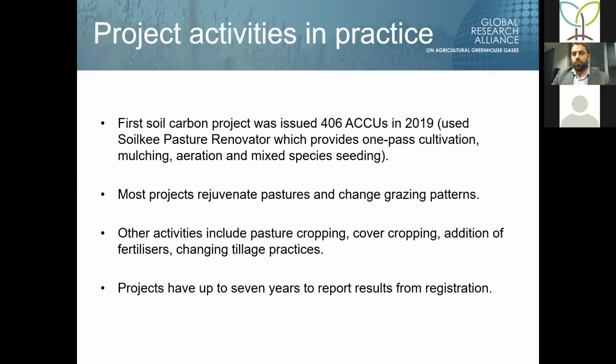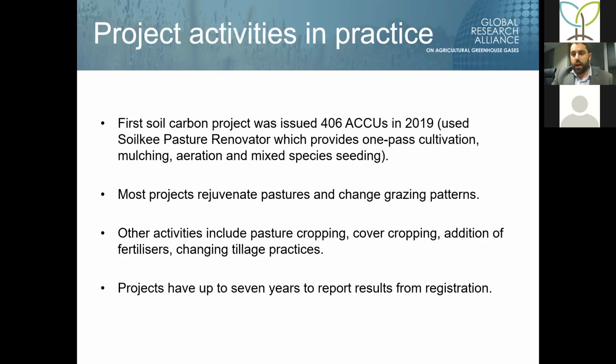Just in terms of the method in practice, we issued the first soil carbon credits this year. It was 406 Australian carbon credit units for a project in Victoria. They used the Soil Key pasture renovator as their new or materially different activity, introducing a mulcher behind that. This is a machine that does a one-pass cultivation, does mulching, aeration, and applies mixed species seeding. So that was their activity.